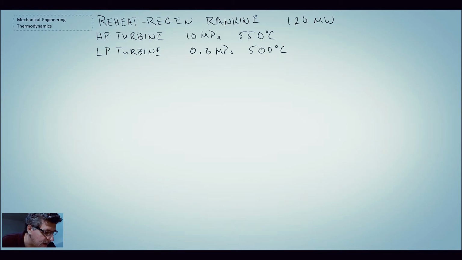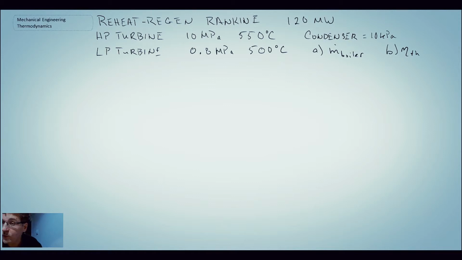And finally, for the condenser, the pressure we've been provided with is 10 kPa. The things we're looking for are A, m dot boiler, the mass flow rate through the boiler, and B, the thermal efficiency of this cycle. So the first thing we're going to do is write out the process schematic and the process diagram, and then we'll work on getting enthalpy at the different states within the cycle.